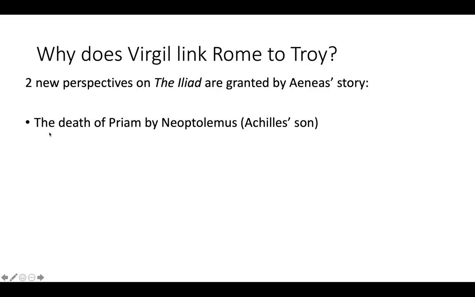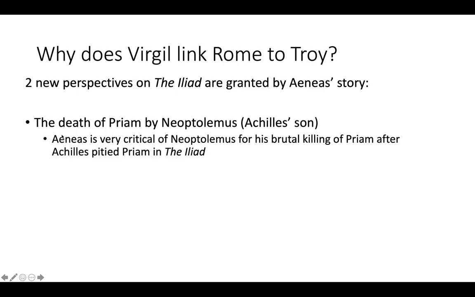So first we hear him describe the death of Priam in this very interesting way. Priam is fated in the myth to die by Achilles' son Neoptolemus. The Roman name for Neoptolemus is Pyrrhus, by the way. When Aeneas tells the story of the death of Priam, this is his king, of course, Aeneas is very critical of Neoptolemus for his brutal killing of Priam, especially after what happens in the Iliad, as you guys read.